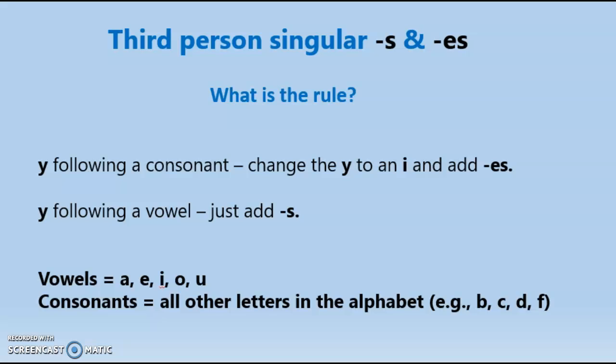Okay, so the third person singular, adding either s or es. What is the rule? So if you have a consonant and a y, you change the y to an i and add es. If it ends in a vowel and a y, you just add s. Now, a reminder that the vowels are A, E, I, O, and U. Okay? The consonants are all the other letters in the alphabet. So, for instance, B, C, D, F. So, all the other letters.